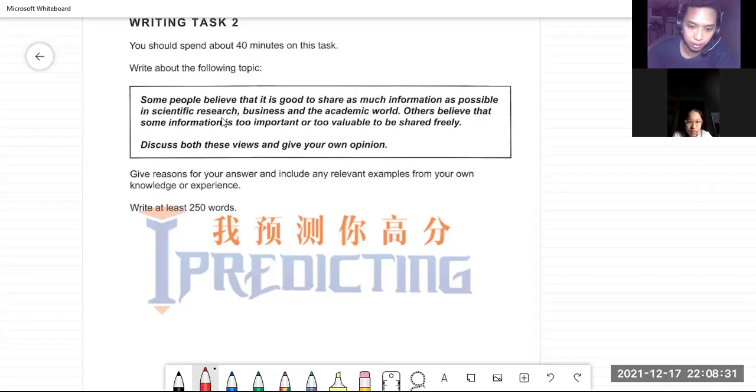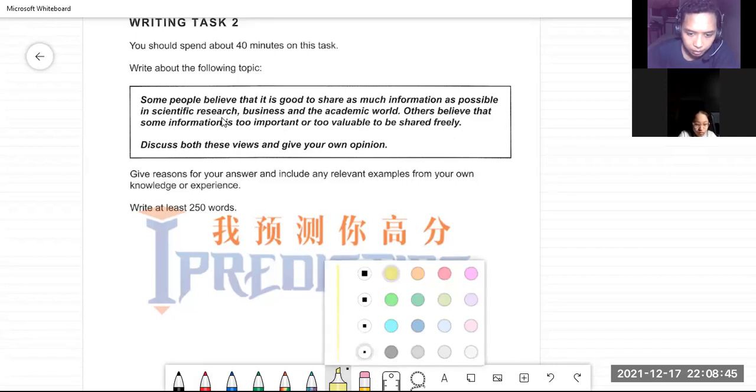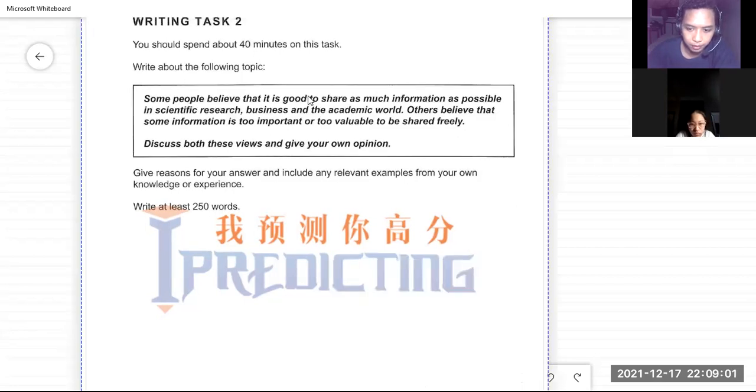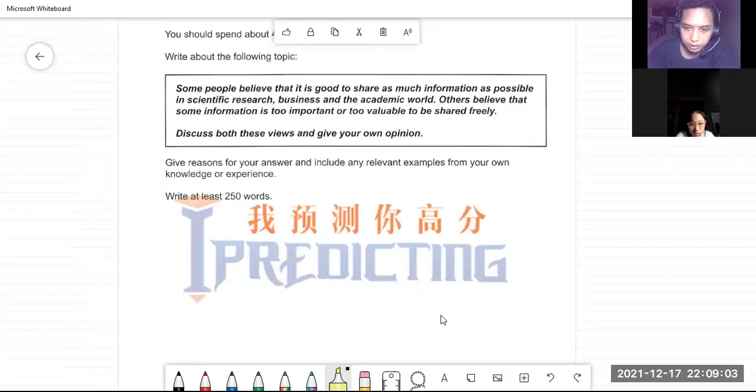Okay, I will mark it for you. So there is one opinion that says it is good to share. Why is it not working? Okay, there are some people who say that it is good. I don't know why this is not working. Okay, wait a moment.